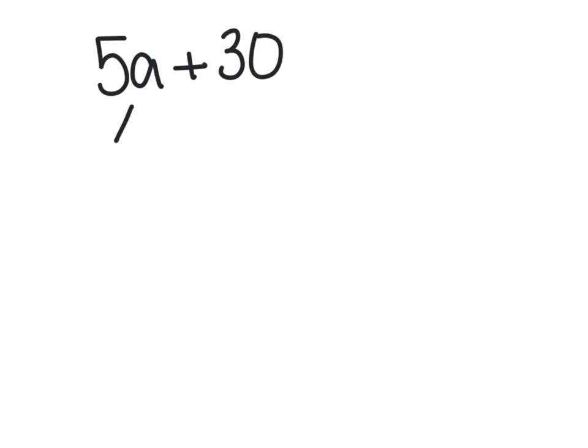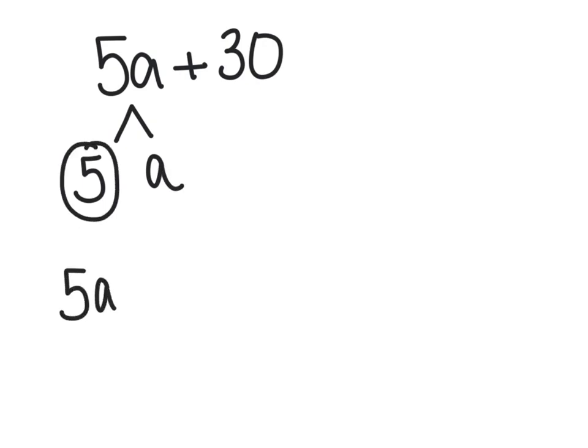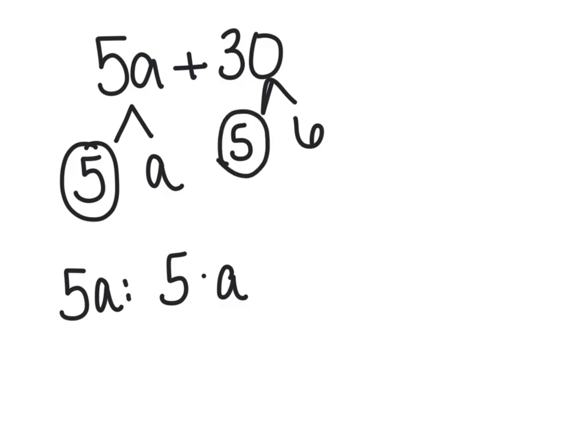So another way to think about this is to say, for example, if I have 5a plus 30, what are the factors for 5a and 30? So if I start this, I would say 5 times a, and I know 5 is prime. So the factors of 5a are just 5 times a. And the factors of 30 are 5 times 6, and 5 is prime.